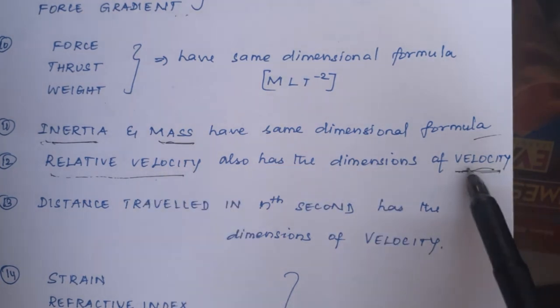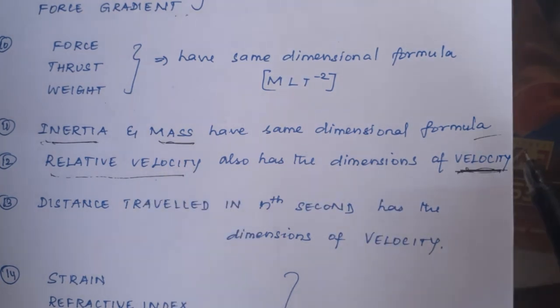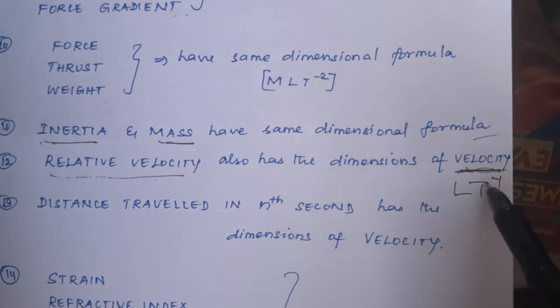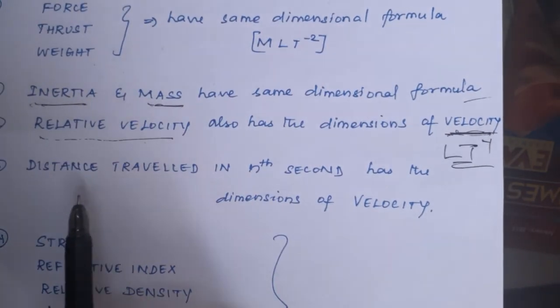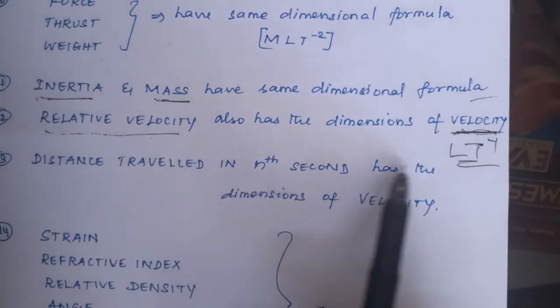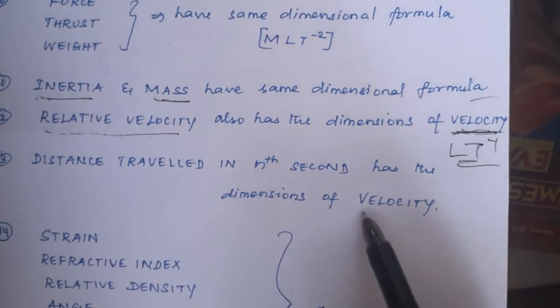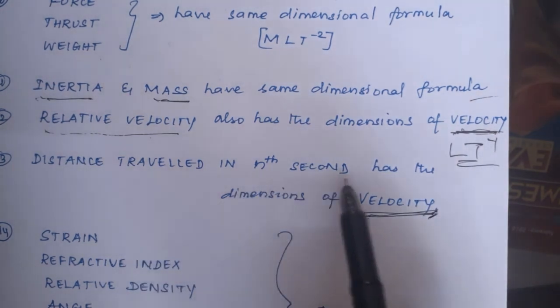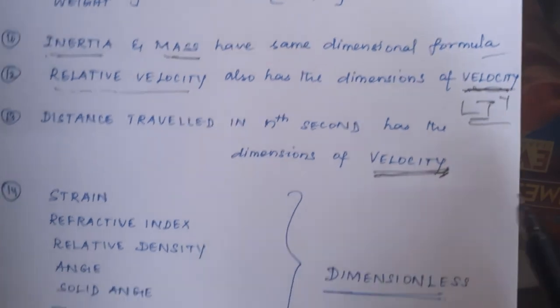Then relative velocity also has the same dimension of velocity. Relative velocity has the same dimension of velocity, L T power minus 1. And distance travelled in the nth second has the same dimension of velocity. Distance travelled in a particular time is measured as a velocity or speed. So distance travelled in nth second has the dimension of velocity.